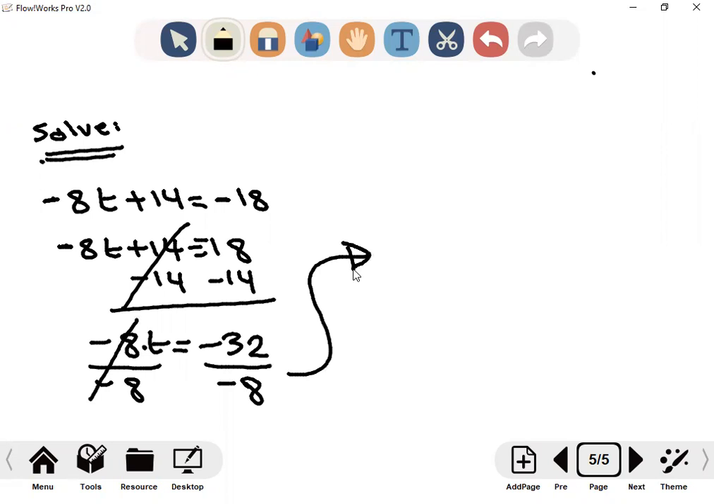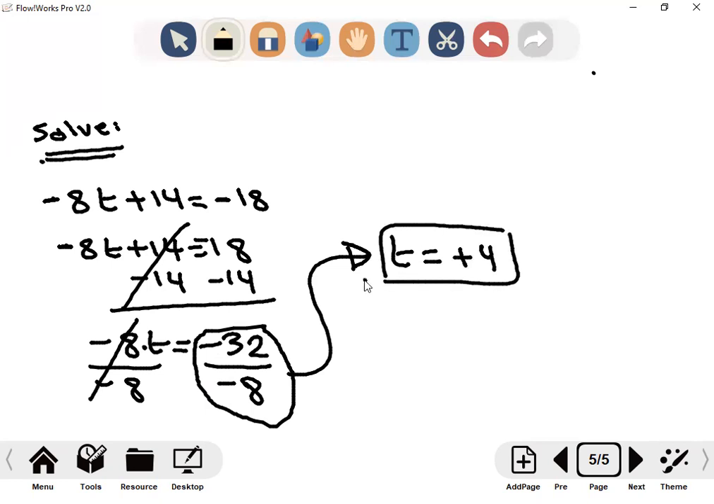Do you know the answer of this one? How much? t equals positive 4. Two negatives in the division means the answer is positive. t equals positive 4. Thank you.